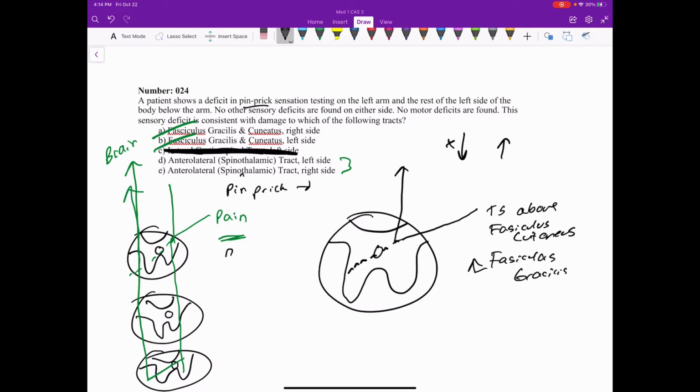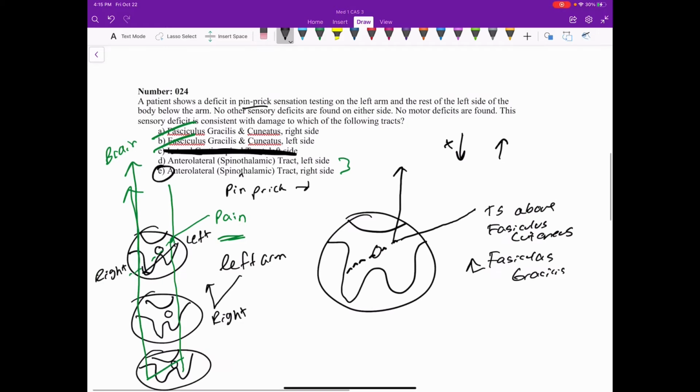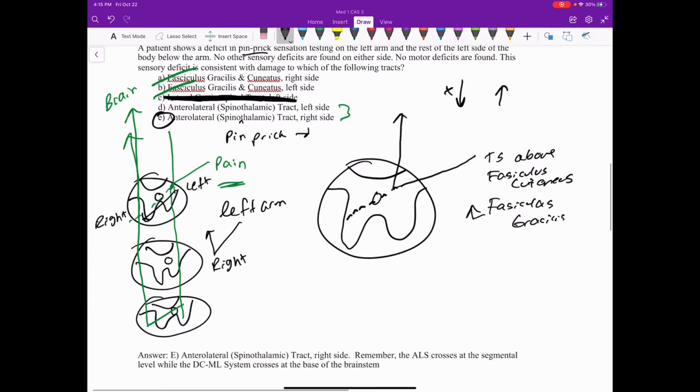So if the pain is in the left side of the body or the left arm, where is the sensory information coming from? Well, it's coming from the right side. It's contralateral. So this would be left, crosses over to the right side. So boom, that's going to be our answer: the anterolateral spinothalamic tract. Let's see if we're right. Yes, we are. Anterolateral spinothalamic tract on the right side.